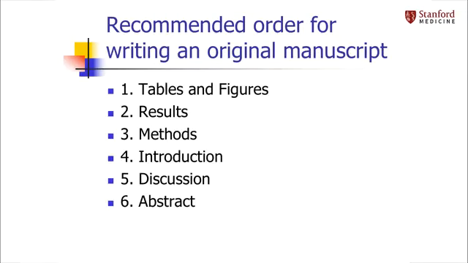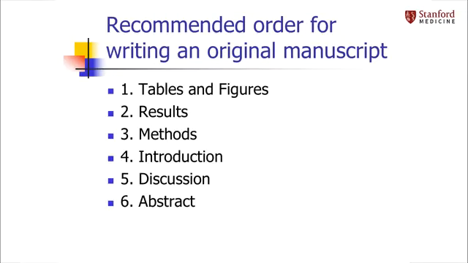Next, you should write the discussion section. That's, of course, the hardest to write because it involves the most writing, it's the most complex. But having written the rest of the manuscript at this point, it makes it easier to know what to put in the discussion. Finally, always do your abstract last.